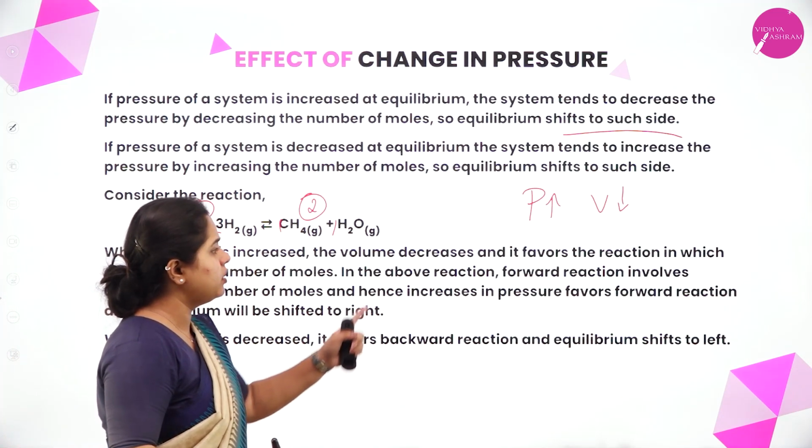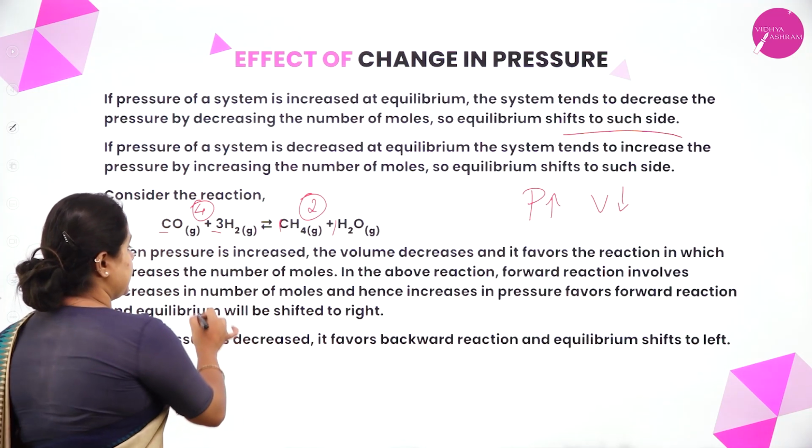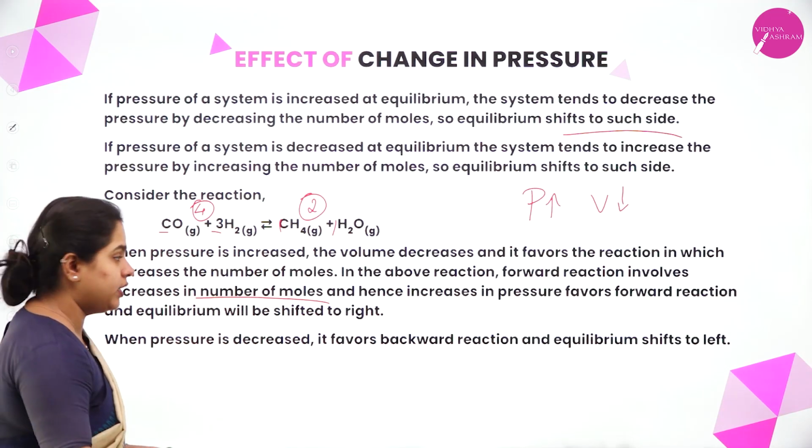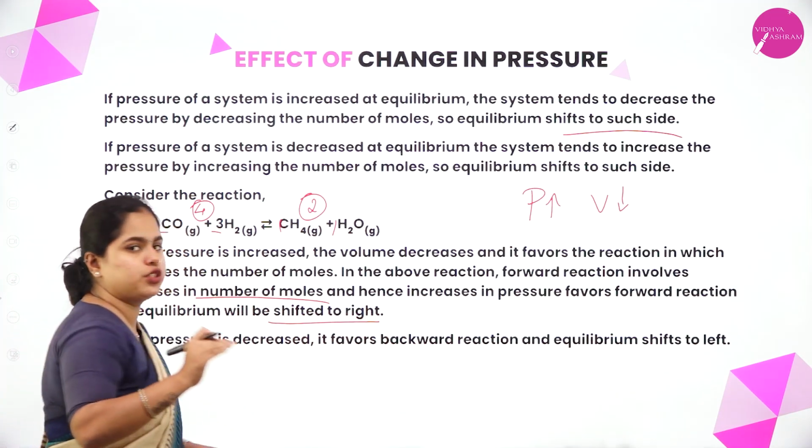In the above reaction, the forward reaction involves a decrease in the number of moles, and hence an increase in pressure favors the forward reaction and equilibrium will be shifted to the right.